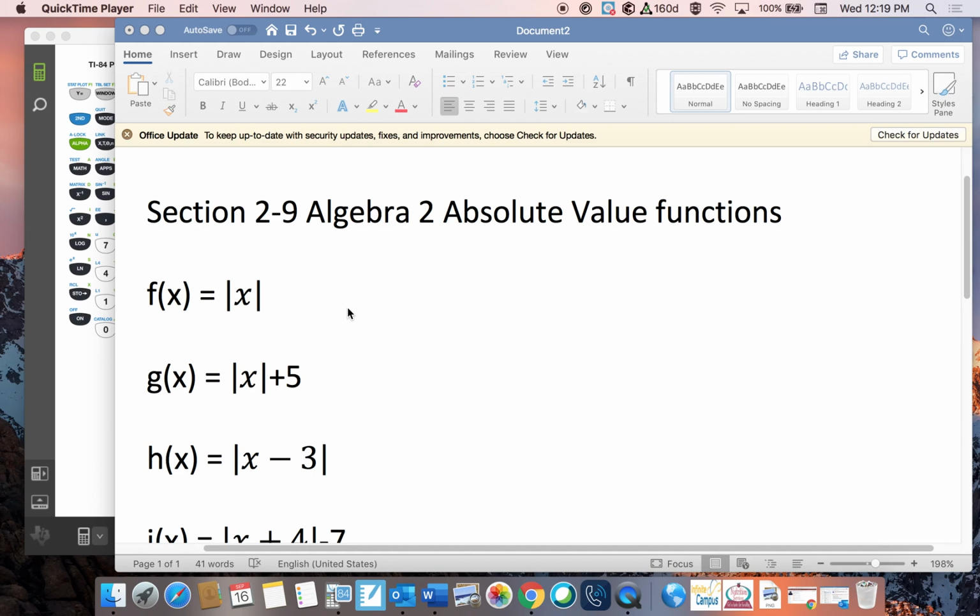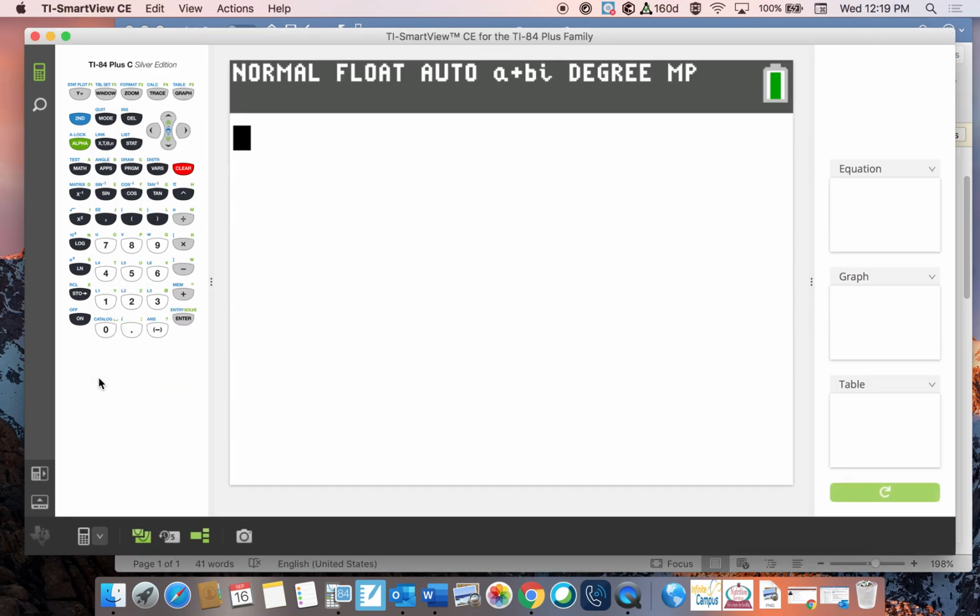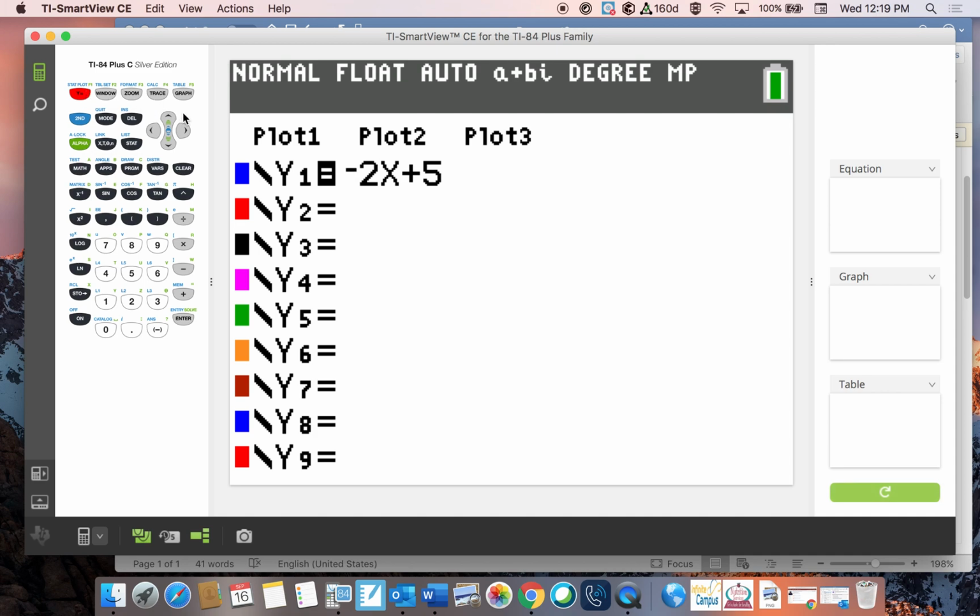Hi class, section 2-9 Algebra 2 absolute value functions. We want to know what an absolute value function looks like and how it might get moved. So let us go to our calculator screen here, and I'm going to Y equals, you should all know that by now. Oh, I'm getting rid of that, that is so few days ago.